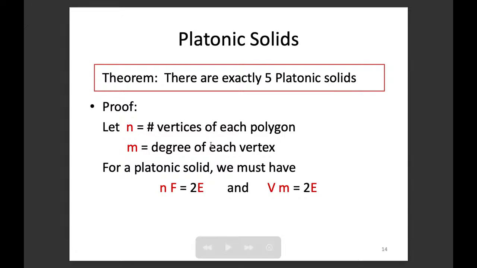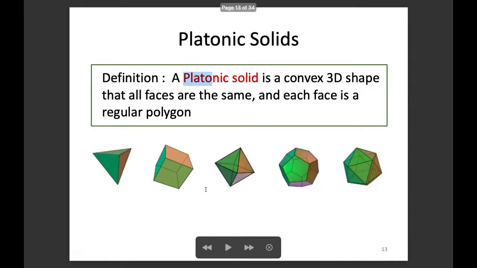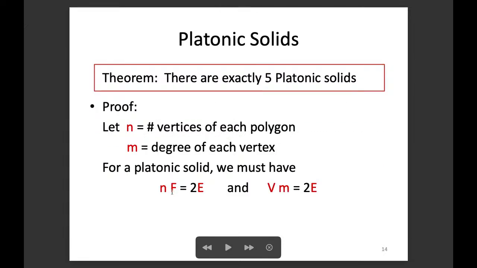Now for a platonic solid, we must have n times f equal to 2 times e. This is the same as the handshaking lemma. If you add up the number of edges in each face, there are going to be n edges here, n edges here, and altogether f faces. So nf is the total number of edges in all the faces. But then you will see that each edge is counted twice. So it is equal to 2e.